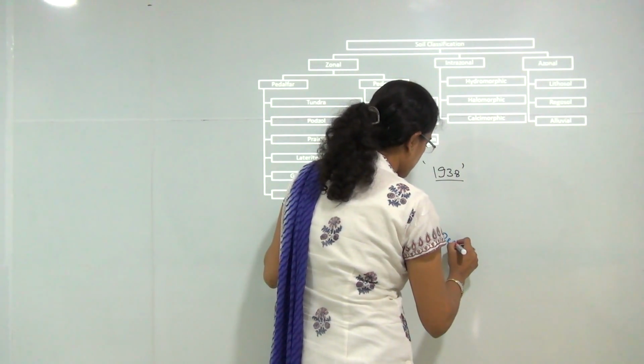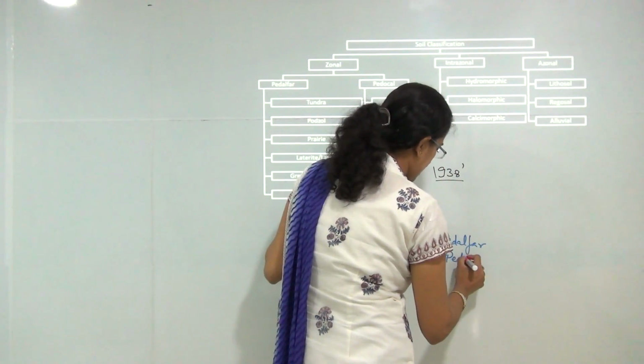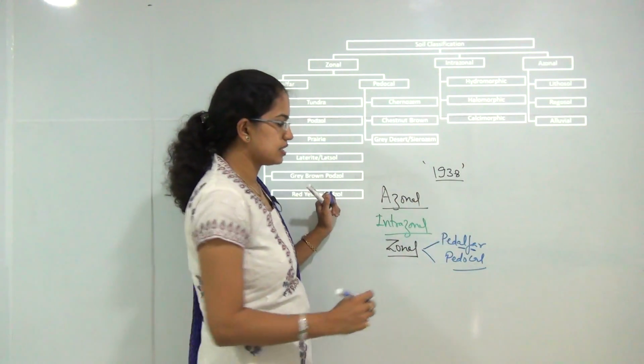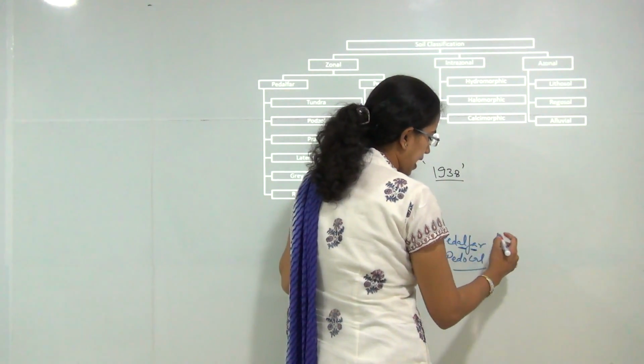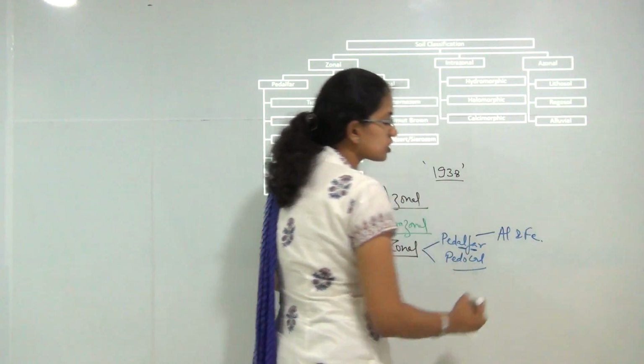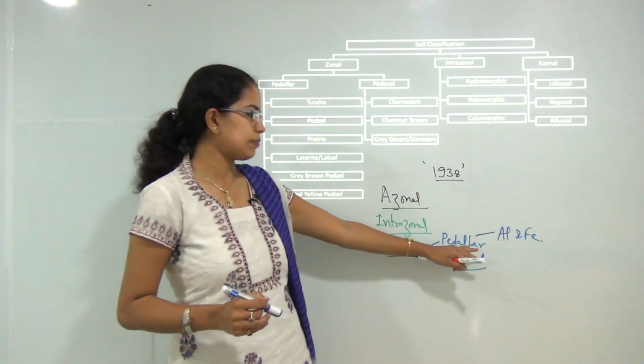This zonal classification is further divided into pedalfer and pedocal. Now pedalfer, as the name suggests, you have Al for aluminium and Fe for iron, so it is rich in iron oxides and aluminium oxides. It is found usually in the temperate humid regions.